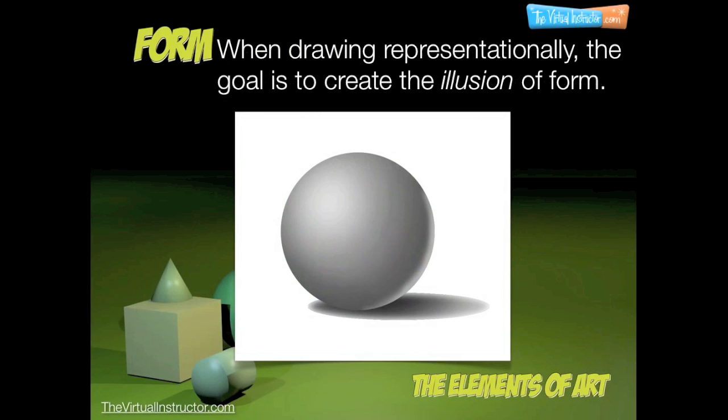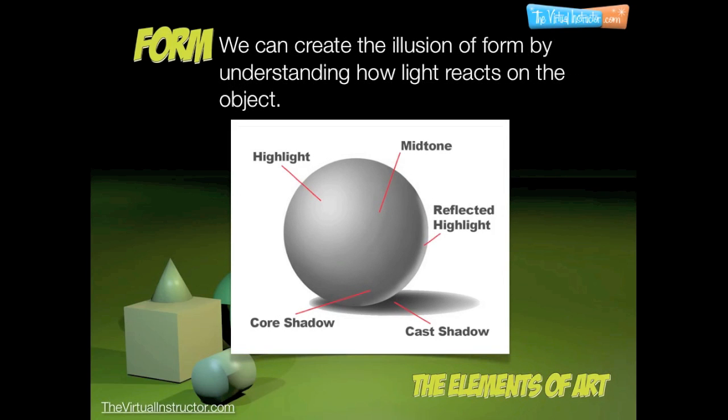When drawing representationally, the goal of the artist is to create the illusion of form. We can create the illusion of form by understanding how light reacts on the object. Light is understood on the object through highlight, midtone, reflected highlight, core shadow, and cast shadow. Let's take a look at each one of these individually.